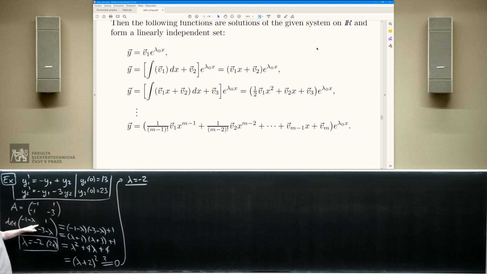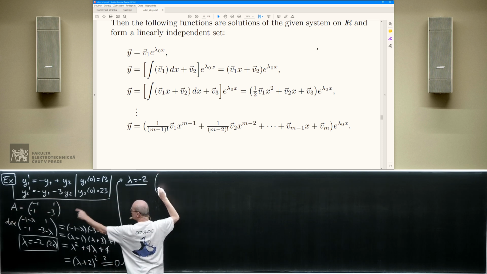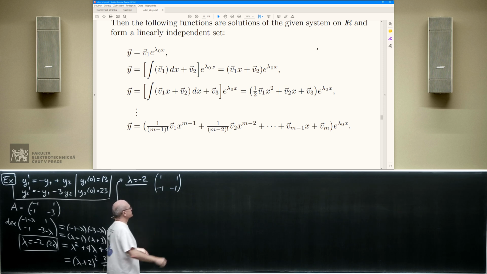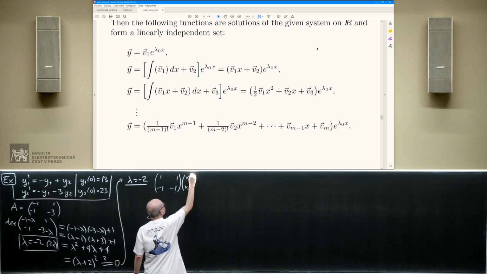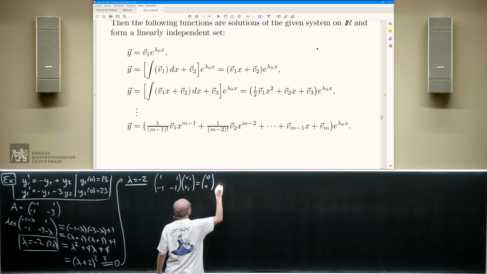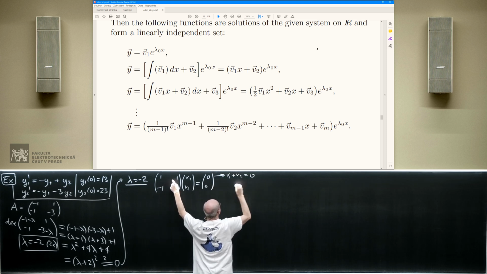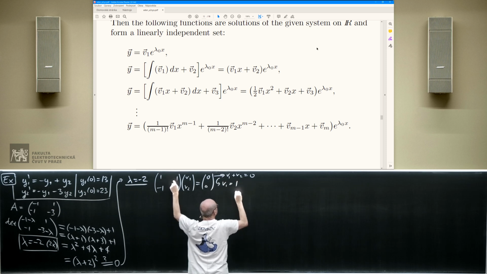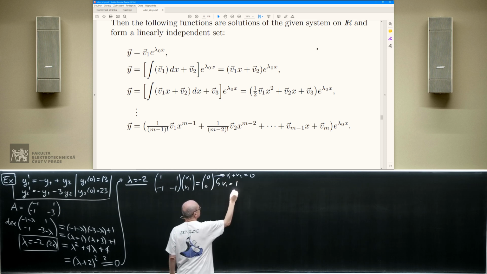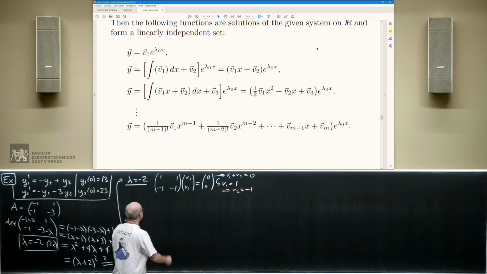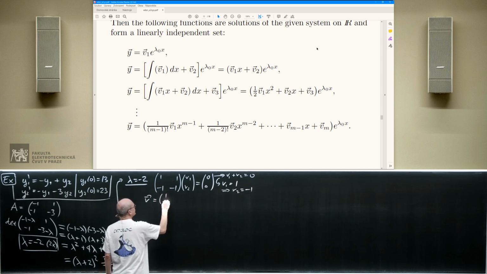How about the eigenvectors? Well. Here is the matrix. I put -2 for lambda. I get 1, 1, -1, -1. Again, the matrix is singular. So far, so good. (V1, V2) is equal to (0, 0). So let's say from the first row, V1 plus V2 is 0. I choose V1 to be 1. That's my personal choice. And then V2 will be -1. And what do I see? I see eigenvector V, which is (1, -1).